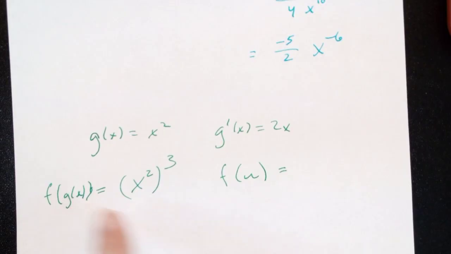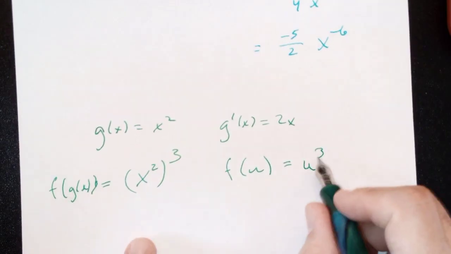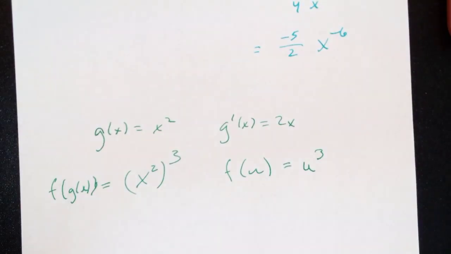f of thingy was thingy cubed. So f of thingy is thingy cubed. f of ugly junk is ugly junk cubed. I'm perfectly fine using ugly junk as a variable. I don't care what variable you use. It's a placeholder. And I'm very happy to say f of u to this problem. I made that up. That's in the problem I've got right here.